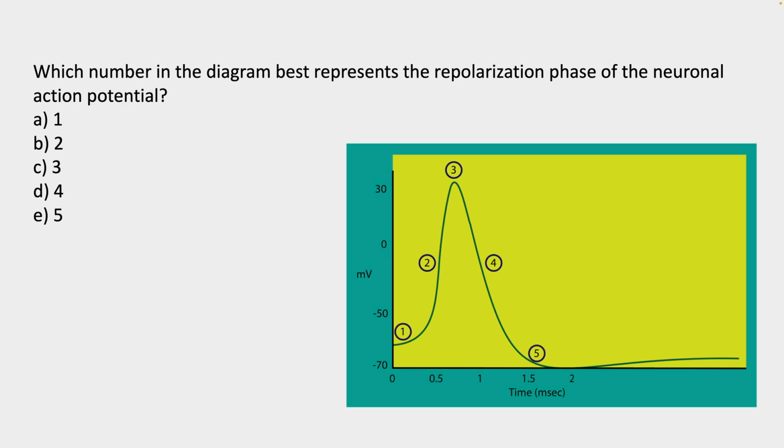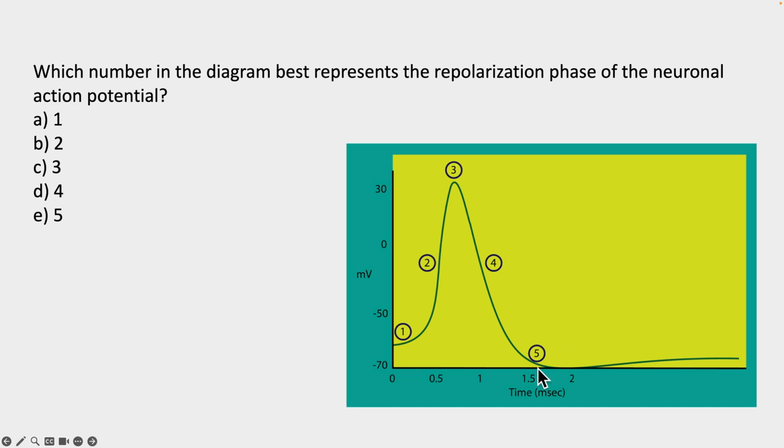Well, in this question, we have the same diagram, and the question asks, which number in the diagram best represents the repolarization phase of the neuronal action potential? We already saw that the number 2 represents the depolarization phase. So that is not the correct answer. We already saw that this number 1 represents the resting membrane potential. We mentioned that number 3, the peak, is a special point that we are going to cover later.